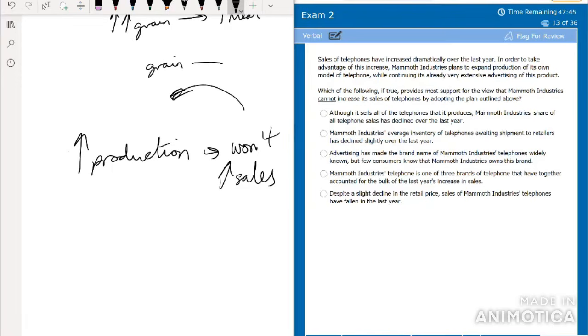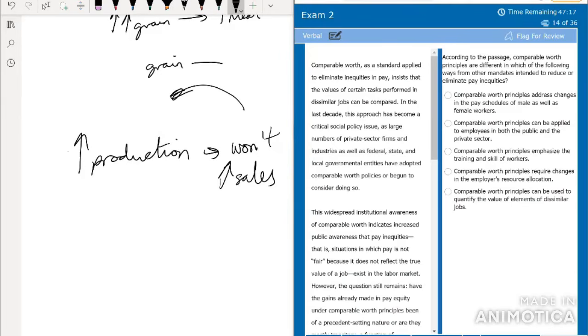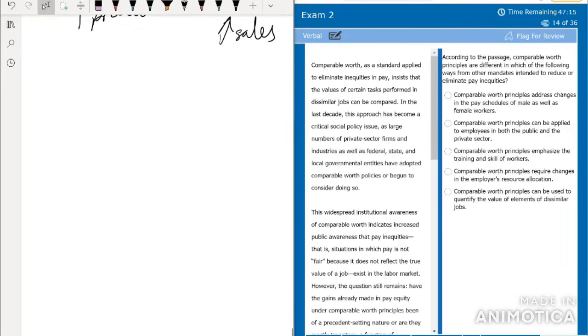No. A doesn't seem relevant. No. B doesn't seem relevant. C doesn't seem relevant. D doesn't seem relevant. Oh, E. Basically, they've not been able to sell all the ones they already have, basically. So who cares if they produce more? It's just not popular. Okay.